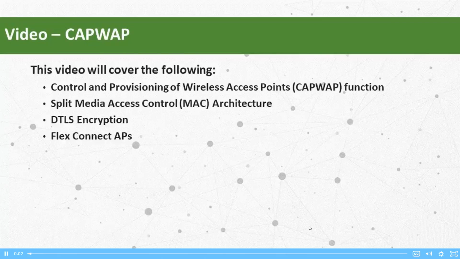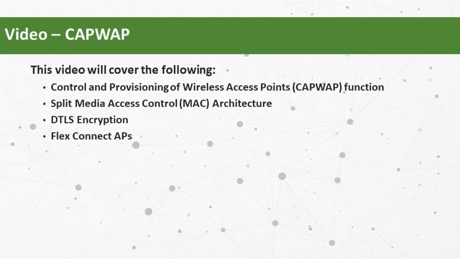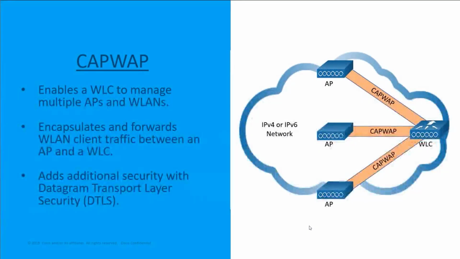Let's discuss CAPWAP, Control and Provisioning of Wireless Access Points. CAPWAP is an IEEE standard protocol that enables a wireless LAN controller to manage multiple access points and wireless local area networks. CAPWAP is responsible for the encapsulation and the forwarding of wireless LAN client traffic between an access point and a wireless LAN controller.